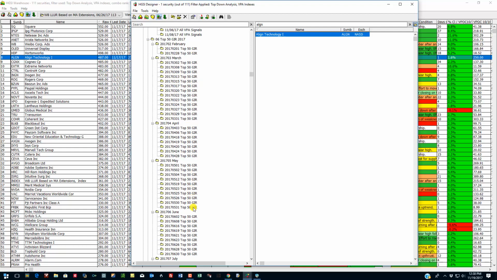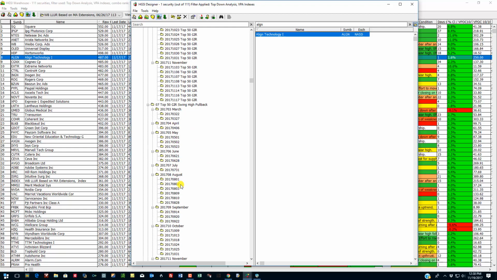And then here's the top 50 group inclusion report. It appeared all these times. These are swing high pullbacks, which are one-day pullbacks from the prior day's high. Many opportunities to get in.